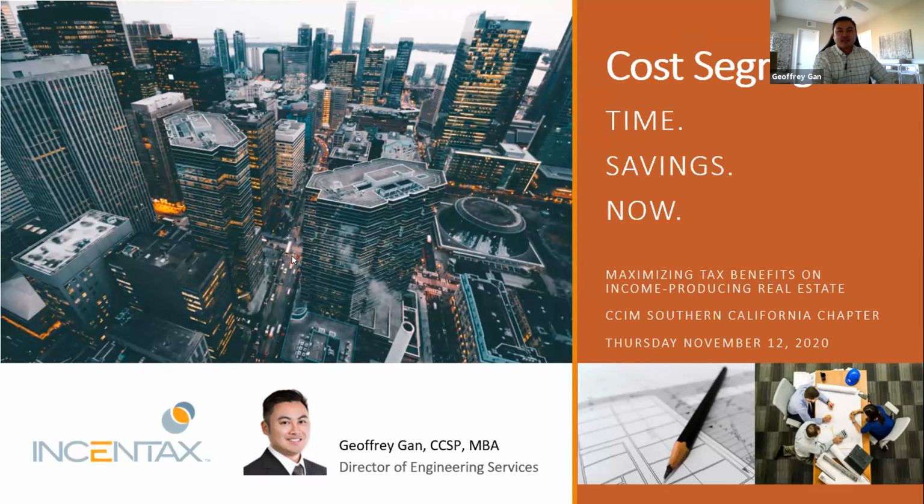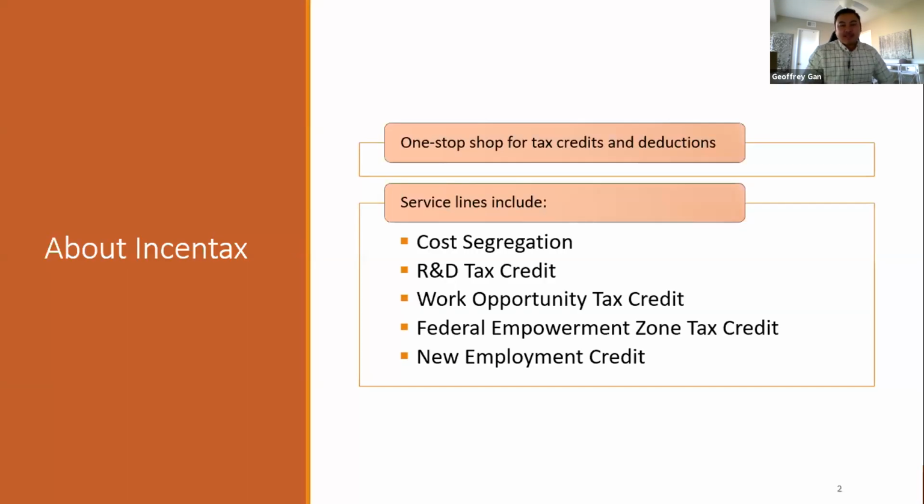All right, so cost segregation. Before we get into that topic, I want to tell you a little bit about my company, Incentax. So you can think of us as a one-stop shop for tax credits and deductions. We uncover a lot of little programs that you and your clients can benefit from. Our major service lines are cost segregation and the research and development tax credit. There are some other ones that we specialize in on the screen as well, but cost seg is my specialty, and then my partner, Nojan, he deals with the R&D tax credit studies.